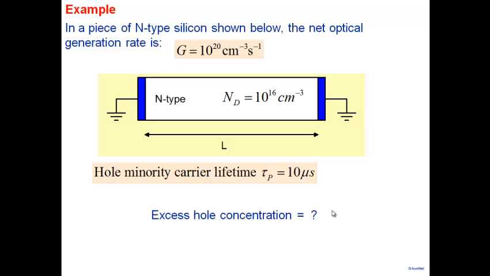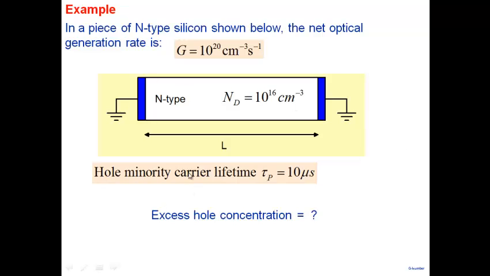So the question that I'm asking is the following. We have an n-type silicon. Doping is 10 to the power 16. And we are saying that there's a generation rate. Light is incident on this particular semiconductor, on this silicon, and there's a generation rate of 10 to the power 20 per centimeter cube per second. And we are assuming in this simple case that the generation rate is uniform all over. Same generation rate everywhere inside my semiconductor.